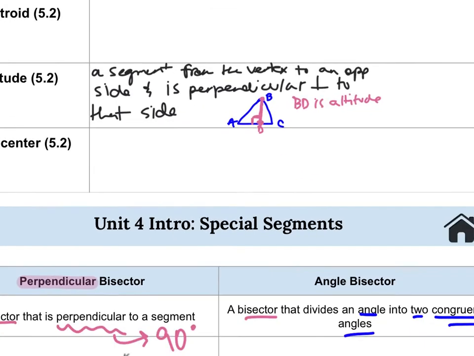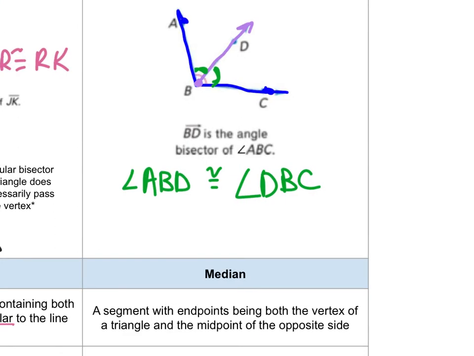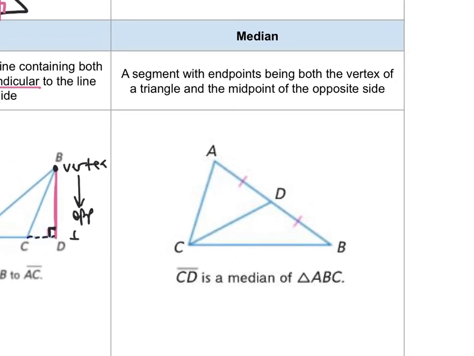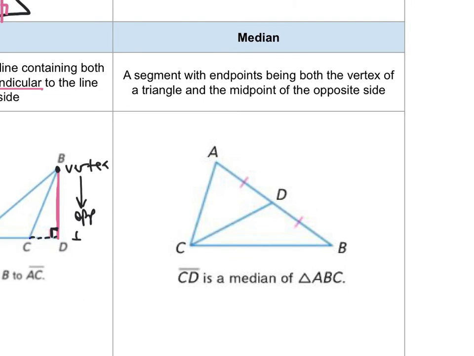And then the last special segment that we have is going to be a median. When you think of the word median, what do you think? I tend to think of middle. The median might have to do something with the middle, like if you're driving on the road and they say, stay out of the median. That's the middle of your two streets. A median is going to be a segment with endpoints being the vertex of the triangle and the midpoint of the opposite side.